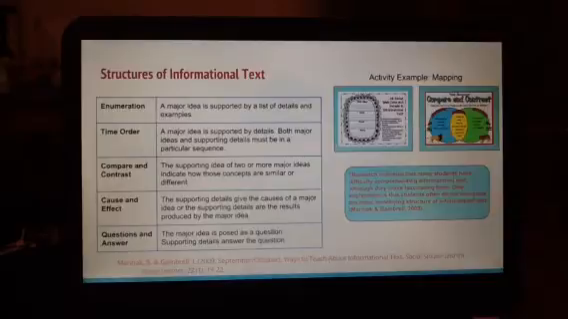Now I will discuss the structures of informational text. These include enumeration, which is a list, time order, compare and contrast, cause and effect, and question and answer. A structure is based on how the major ideas and details are organized, displayed, and argued by the writer. The structure of an informational text can oftentimes be identified by signal words within the text. For example, in cause and effect, you may see the signal words because or as a result of.